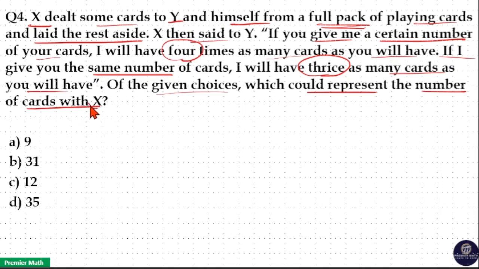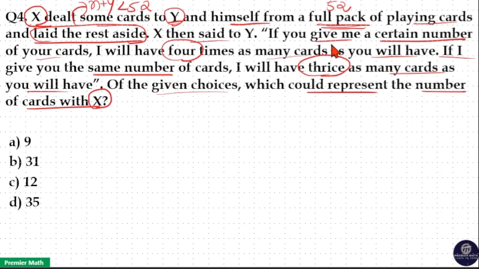From the question, it is clear that X has more cards. Consider X takes x cards and Y takes y cards from a full pack. A full pack means a total of 52 cards. Now, the remaining cards laid aside means x plus y should be less than 52.